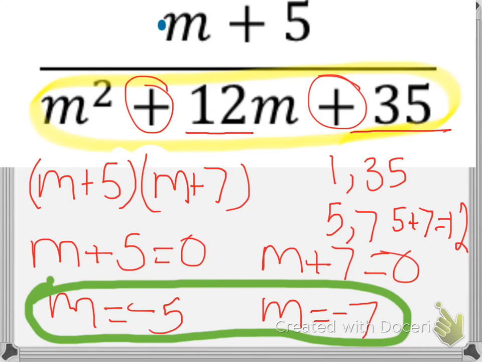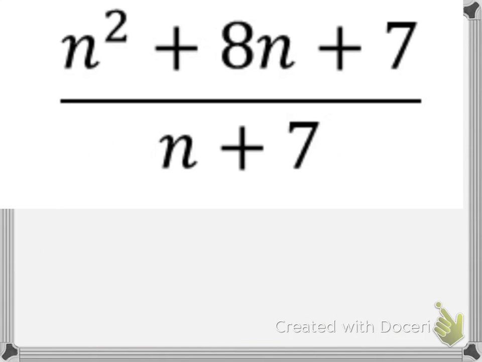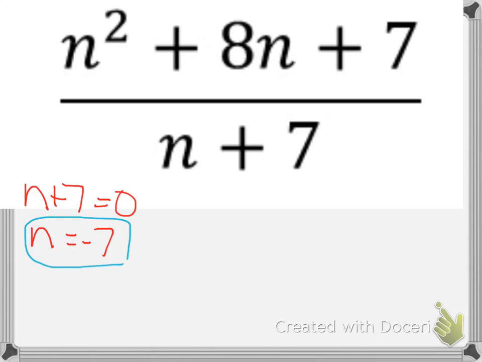And so what you need to know about these lessons today, guys, is you're going to be using factoring to solve your problems. Now, this is one where I'm asking you to simplify and find an excluded value. So we're going to start with the excluded value first because that's easy. I'm going to just say n plus 7 equals 0. And when I solve that, I get n equals negative 7. So now, my excluded value for this problem is n equals -7.